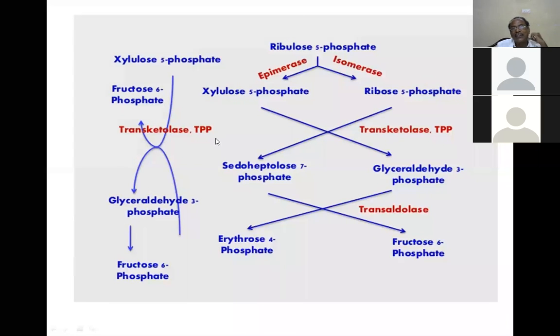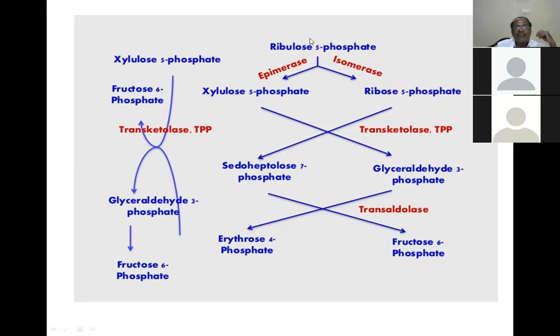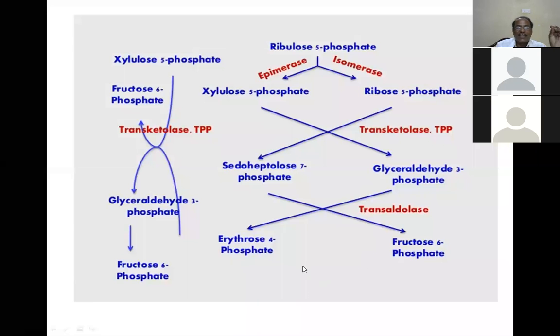So 3 molecules of ribulose 5-phosphate, all passing through these steps, ultimately produce fructose 6-phosphate on this side, fructose 6-phosphate on this side, and glyceraldehyde 3-phosphate. That means 3 carbons have been lost from 3 molecules of glucose 6-phosphate. This is ultimately a glucose 6-phosphate, and this is half a glucose 6-phosphate, you can say. So 3 molecules finally produce 2.5 molecules of glucose 6-phosphate.